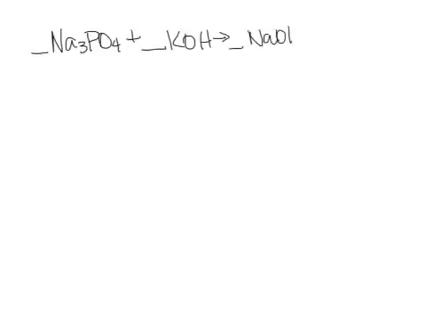So the first equation that we're going to balance is sodium phosphate and potassium hydroxide. So I've got Na3PO4 plus KOH yields NaOH plus K3PO4.